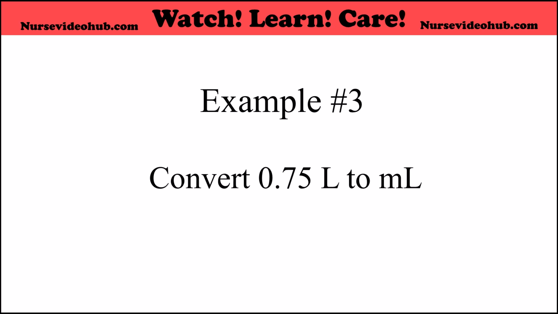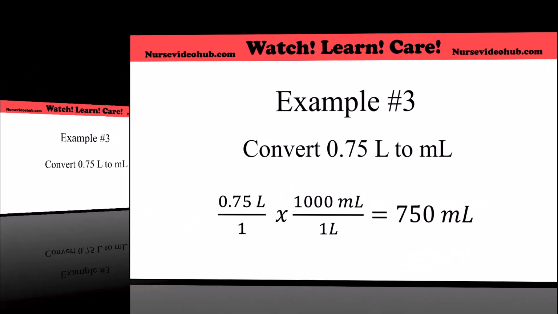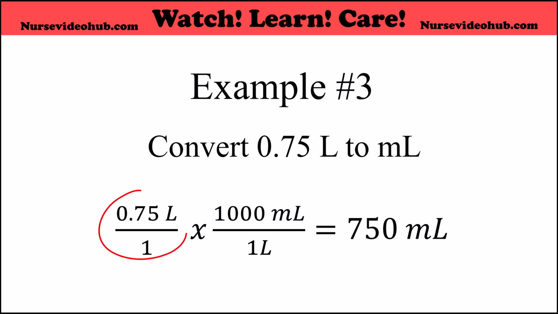Example 3. Convert 0.75 liters to milliliters. First, identify the units you have and the units you need. You have liters, but you need milliliters. Then find the correct conversion factor. 1,000 milliliters equals 1 liter. You multiply your original quantity, 0.75 liters over 1, by the conversion fraction, 1,000 milliliters over 1 liter.